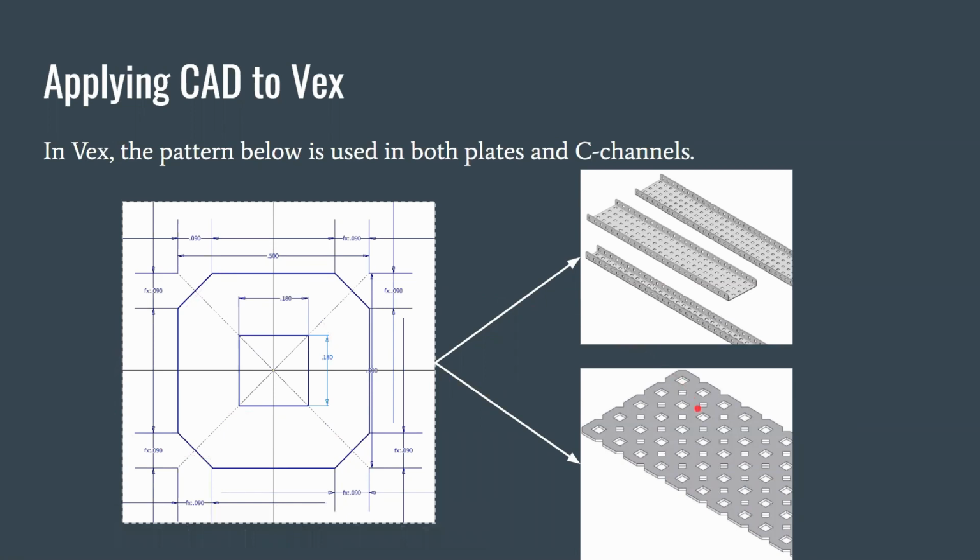So in VEX, the pattern on the left, which we'll refer to as our template, is used in both plates and C channels. So you can download Inventor and go along with me if you would like, but it's a super large application to download, so you just have to make sure your computer is ready for that. And if you do want to get it, get the most recent version, which is the 2021, and get the free education edition so you don't have to pay for it. And this will be mostly a demonstration of the basics of Inventor, but if you have any doubts or if you would like to learn more about Inventor in general, definitely check out the videos from CAD Camp.